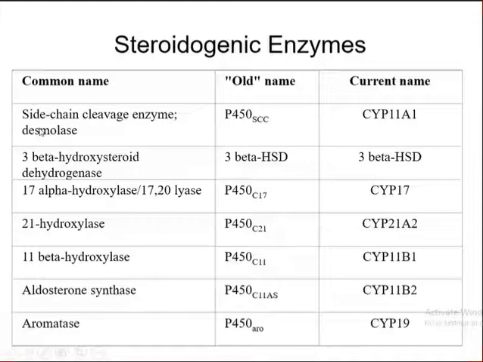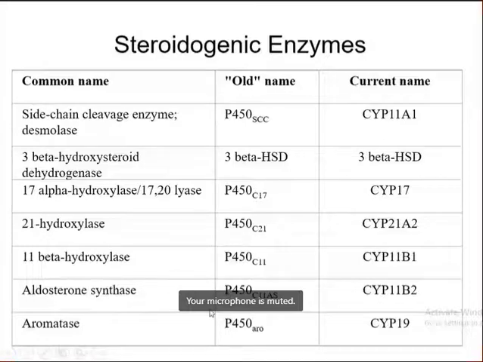The 3 beta hydroxysteroid dehydrogenase, 3 beta HSD, old name 3 beta HSD, the current name is also the same. 17 alpha hydroxylase slash 17,20 lyase, the old name is P450c17. Now the new name is this. 21 hydroxylase, 11 beta hydroxylase. New name, current name, old name, current name.